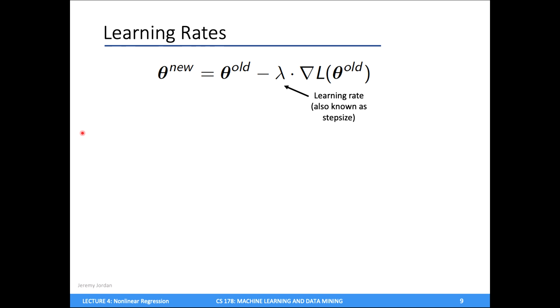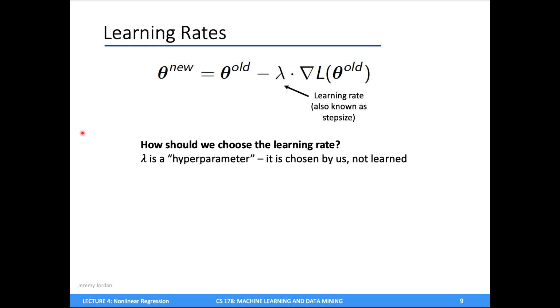So again, on the slide here, this is just the update equation for gradient descent. We've seen it a few times now. But one thing we didn't talk much about is this parameter lambda. This parameter lambda here is called a learning rate, also sometimes called a step size. One of the most important questions that we need to ask ourselves if we're using this gradient descent algorithm is how do we actually choose this learning rate? How do we choose the step size?